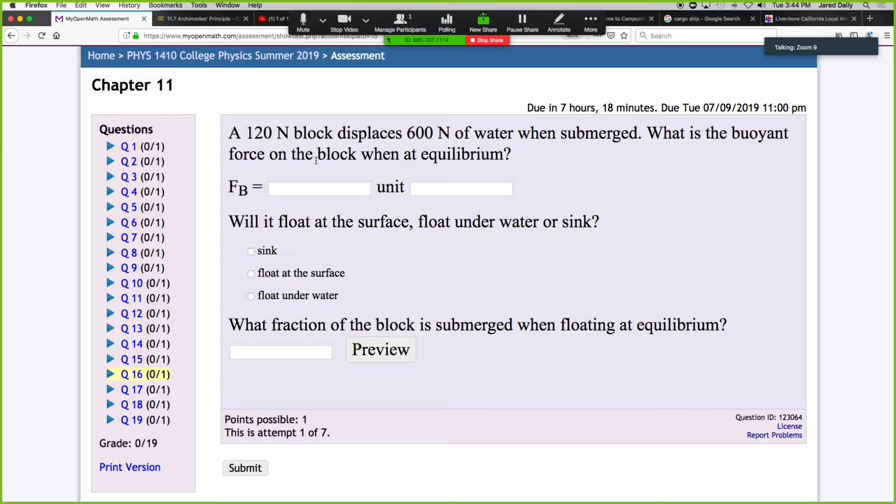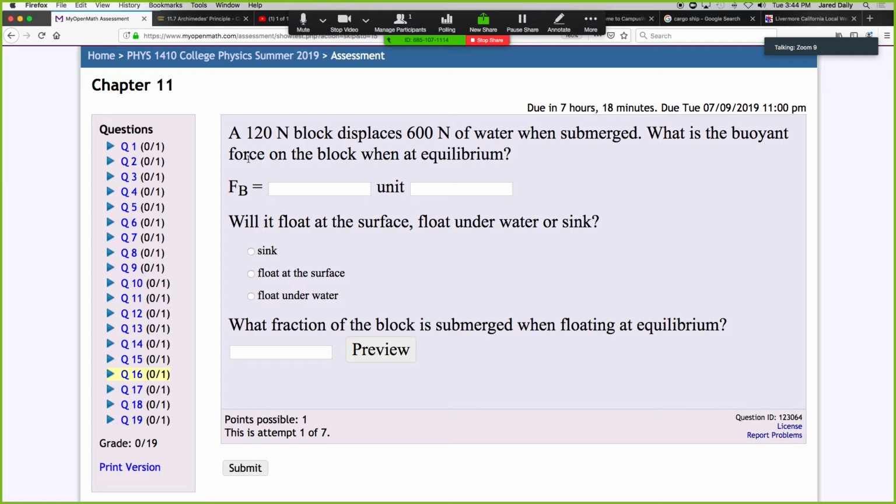So the buoyant force will change if the block is floating above the water. Because if the block is floating above the water, not all of the block is displacing water, right? So only a fraction of it will be displacing water. If it's a 600 newton buoyant force and a 120 newton block, that means the buoyant force is much bigger than the weight. That means it's going to bob along on the top. So only a fraction of it will actually be under the water.